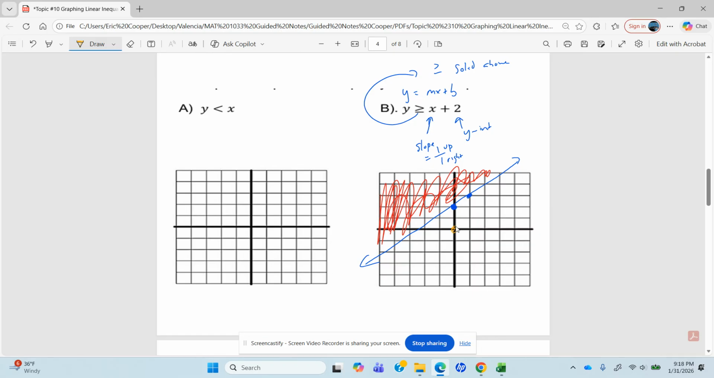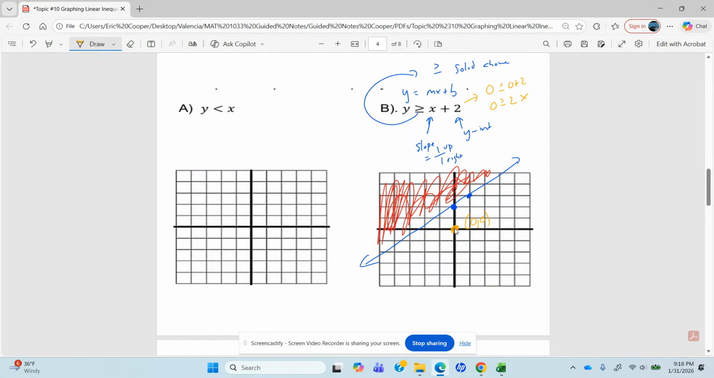For example, let's go through and pick this coordinate, which we know is the origin, 0, 0. If I plugged in 0, 0, I would get 0 is greater than or equal to 0 plus 2. Well, 0 plus 2 is 2. Is 0 greater than or equal to 2? No, that's false. So we can see clearly that doesn't work, which is why it's unshaded.